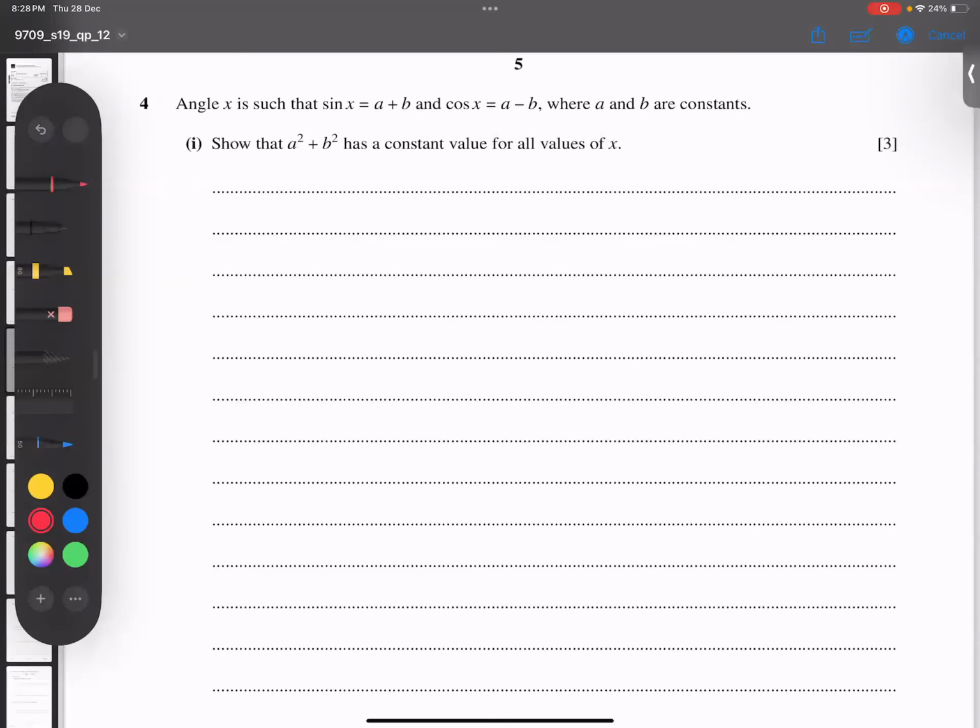This is June 19, paper 12. Okay, and our topic is trigonometry.